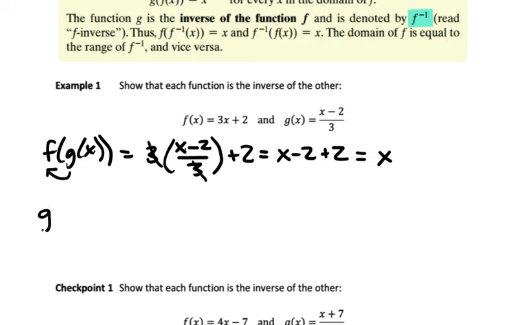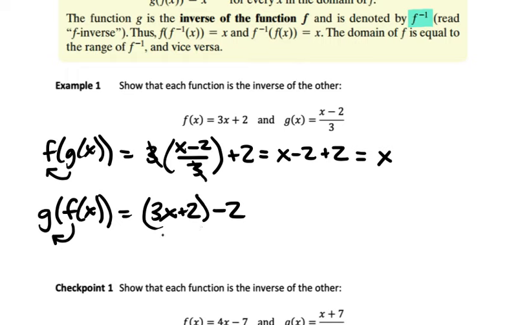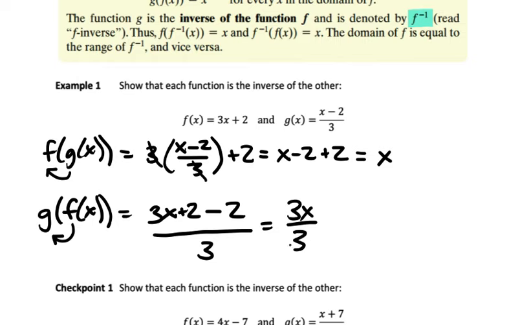So now, let's calculate g of f of x. So now we're plugging f into g. So I'm going to replace this x with 3x plus 2. So that'll be 3x plus 2 minus 2 over 3. Now I have this in parentheses here, but I can just take those parentheses out because I'm not multiplying it by anything. I don't need to distribute anything or anything like that. So this is just 3x plus 2 minus 2, and the plus 2 minus 2 will cancel out, leaving me with 3x over 3, and the 3's cancel out, leaving me with just x.